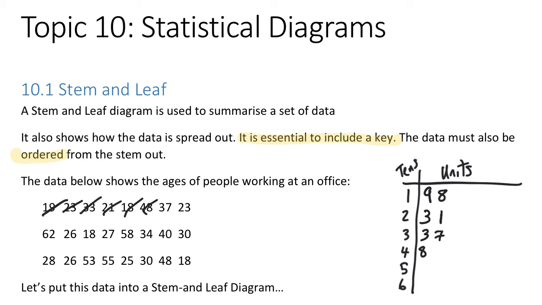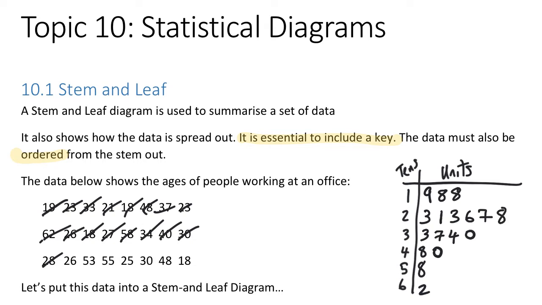37, 23, 62, 26, 18, so 1 ten and 8 units. 27, 2 tens and 7 units. 58 is 5 tens and 8 units. 34, 3 tens with 4 units. 40 is 4 tens and 0 units. 30, 3 tens and 0 units. 28 is 2 tens and 8 units.